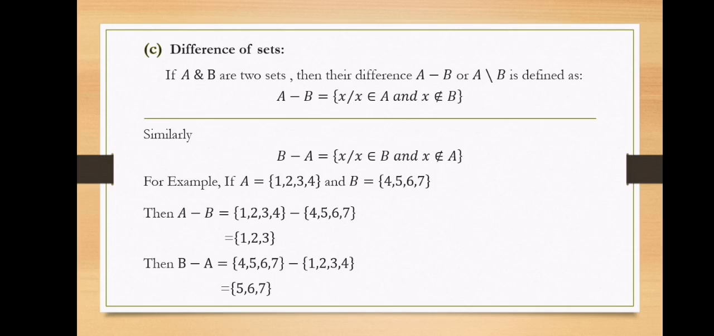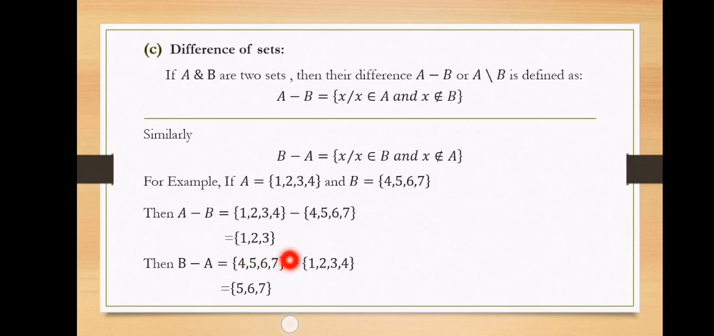For example, if A is equal to 1, 2, 3, 4 and B is equal to 4, 5, 6, 7, then A minus B is equal to 1, 2, 3. Since A is written first, we will consider those elements of A which are not in B. 1, 2, 3, 4 minus 4, 5, 6, 7. Here A has 1, 2 and 3 which are not in B.